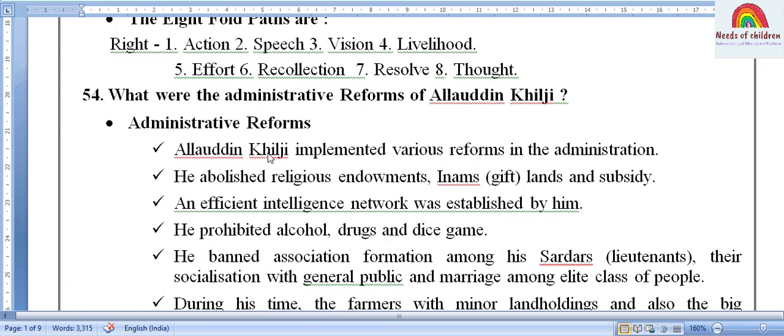So let's move on to next question. What were the administrative reforms of Alauddin Khilji? So this question is from the 9th standard history, Medieval India and Political Transition. So once go through the textbook. So the answer for this question.